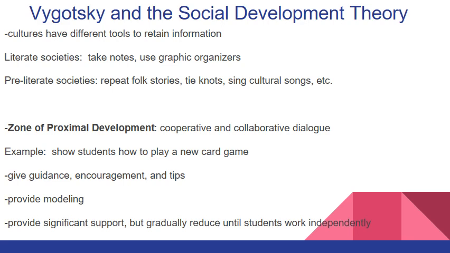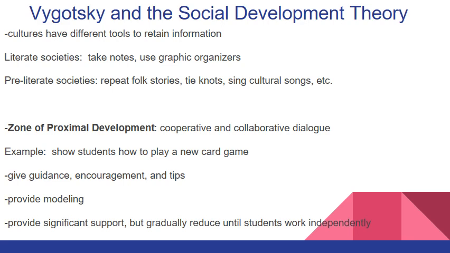Vygotsky also discussed how cultures had different ways in which they retain information. Normally, literate societies or societies where they have a written language will retain information through taking notes, using graphic organizers, writing stories, writing down the information, or drawing the information and then explaining it in words. However, pre-literate societies had different ways of retaining information. They might have repeated folk stories or tied knots or said folk songs or cultural songs repeatedly to help memorize that information.